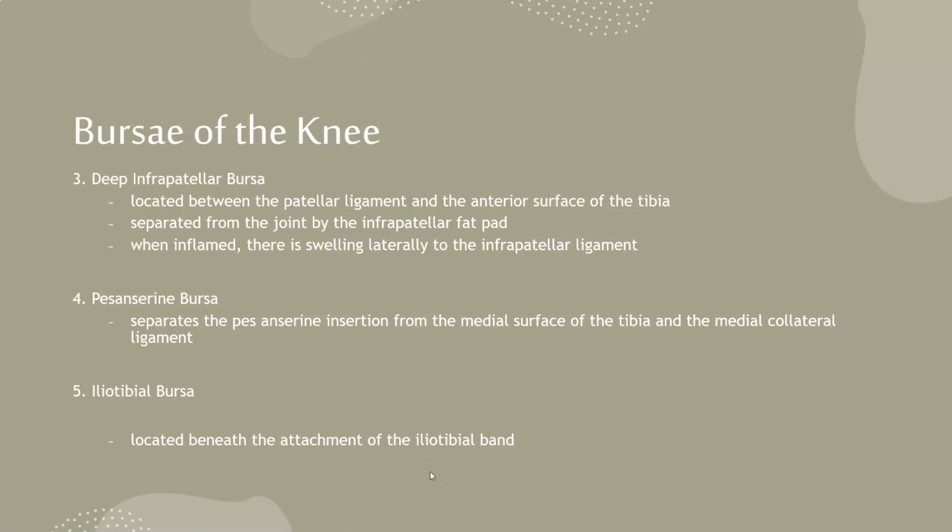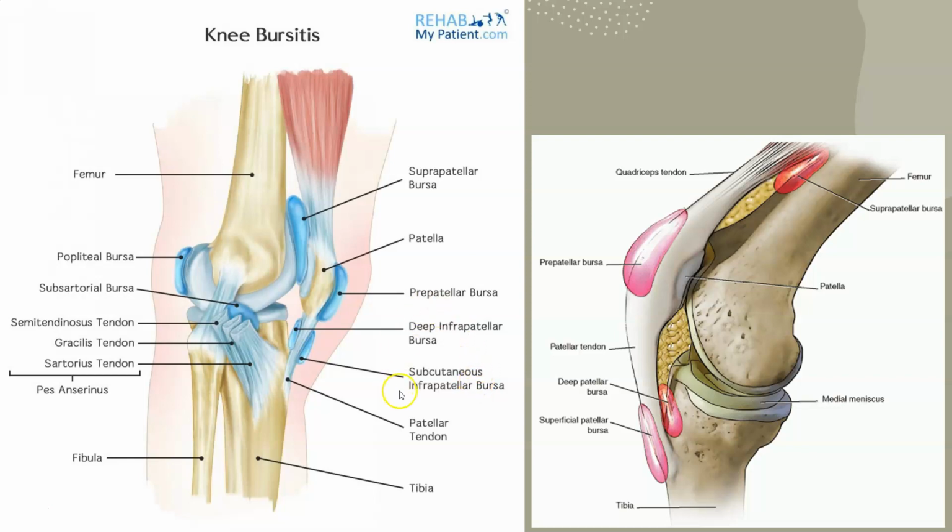There's also the deep infrapatellar bursa. This is located between the patellar ligament and the anterior surface of the tibia, and it is separated from the joint by the infrapatellar fat pad. When it's inflamed, there's swelling laterally to the infrapatellar ligament. So we can see this deep infrapatellar bursa is right here, lying just around this fat pad that lies anterior to the knee joint, but posterior to the patellar ligament. So we have the superficial patellar bursa lying on the superficial surface of the patellar ligament, and the deep patellar bursa lying posterior to it, or deep to it.